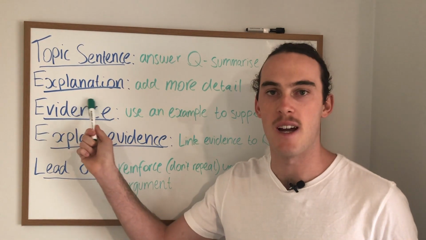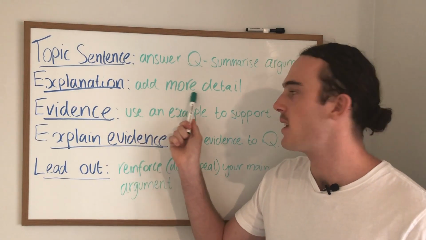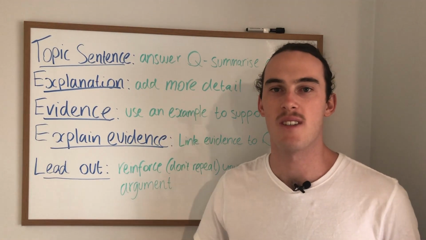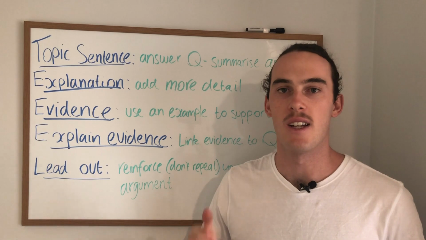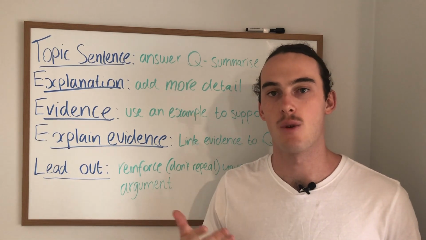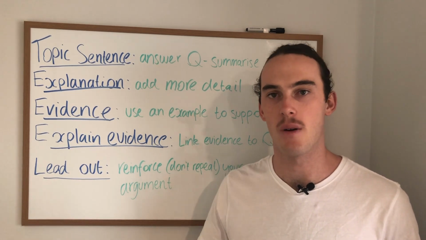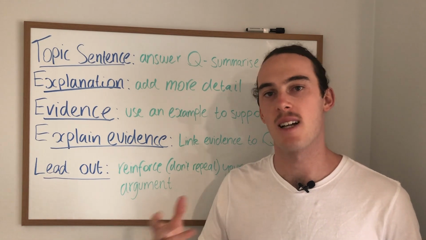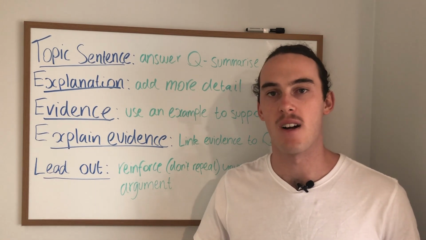Then we move on to the explanation. Here we add a little bit more detail. Because the topic sentence should only be 1 or 2 sentences, it's not sufficient to actually answer the question properly. We need to elaborate on it. We need to go into a little bit more detail. And I'll show you exactly how we can do that when I write the paragraph myself.